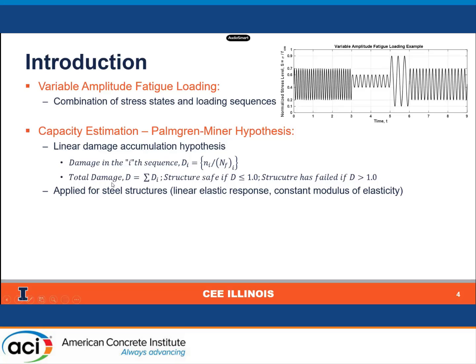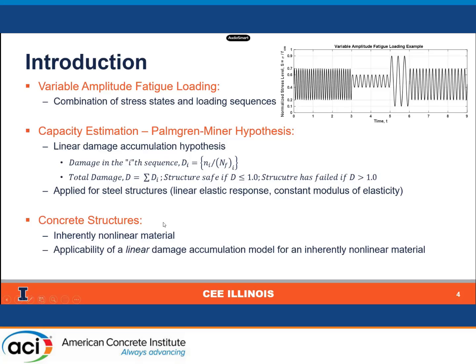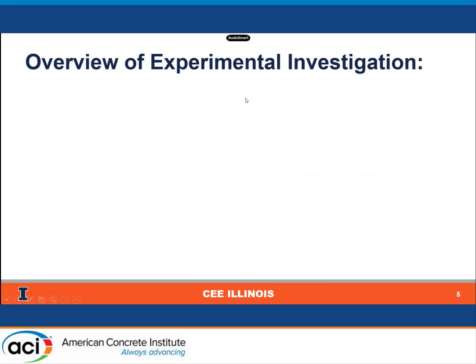This has been used with reasonable success in steel structures, but we should remember that in steel structures, we primarily see a linear elastic response, like the modulus of elasticity of a structure several years after its use is very similar to what it was initially. When we deal with concrete structures, that is definitely not the case. It's an inherently nonlinear material. So even in the very first cycle, the modulus of elasticity is not a constant. So now the question really becomes, can we apply a linear damage accumulation hypothesis such as the Palmgren-Miner for an inherently nonlinear material such as concrete? We anticipate that that's not going to be the case, which is the motivation for undertaking this experimental investigation.